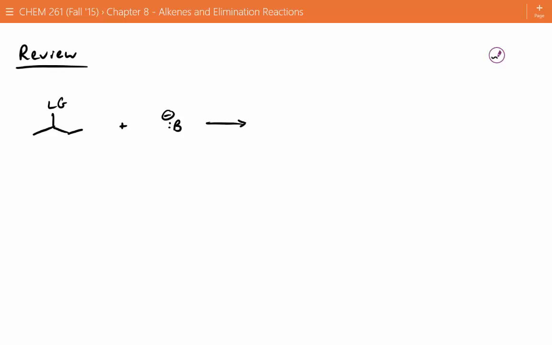How many beta protons do we have? Well, we've got beta protons here and here. So if we grab one of those, we'll get a trans product. If we grab the other one, we'll get a cis product. And is that it? No. Nope, we've got beta protons over here. And if we grab one of these beta protons, that means that we will end up with this alkene.